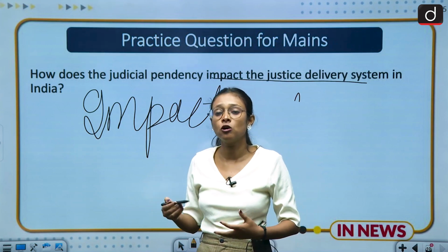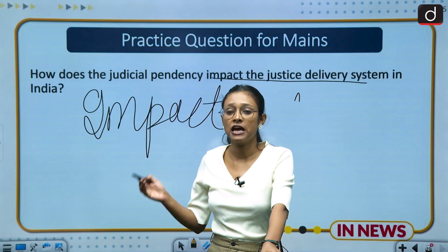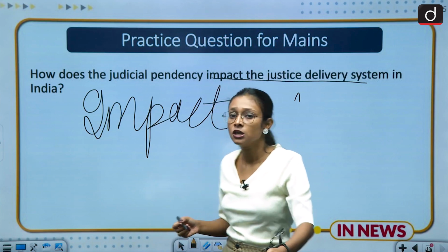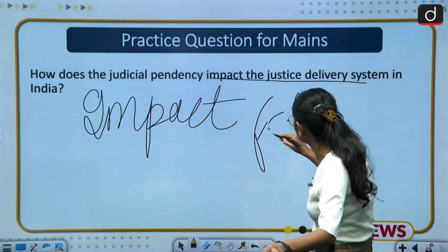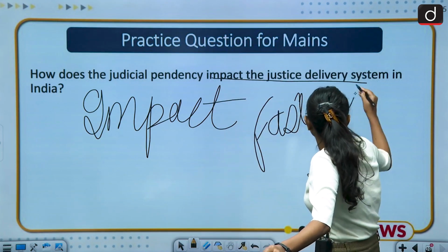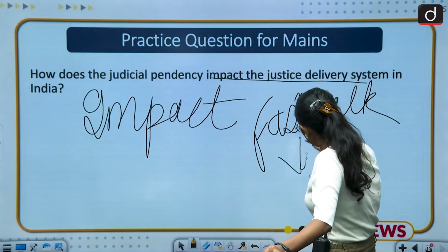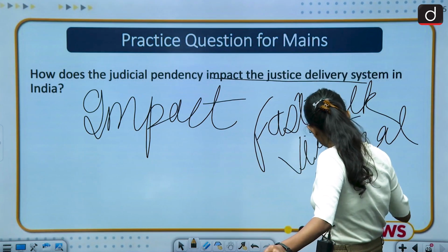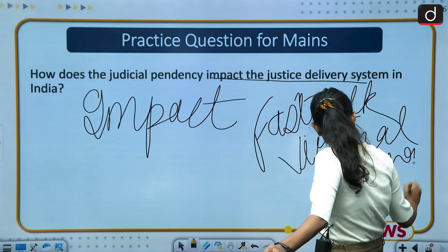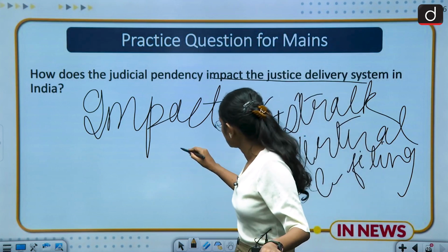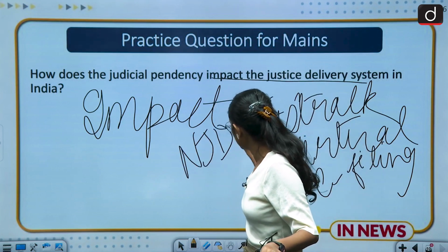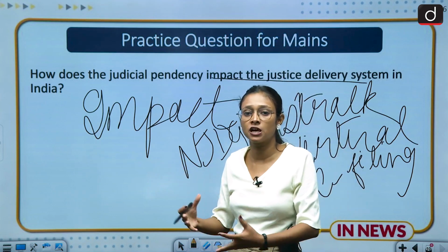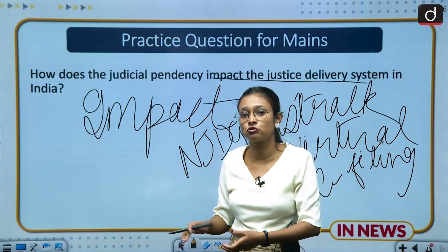And then you also have to show the way forward, because being a good aspirant, you have to find a solution for your problem. So what can be the solution? The first solution is fast track courts, virtual courts, e-filing, and we have the NJDG, the National Judicial Data Grid. All these things will help in the speedy dispensation of justice in the judicial system.